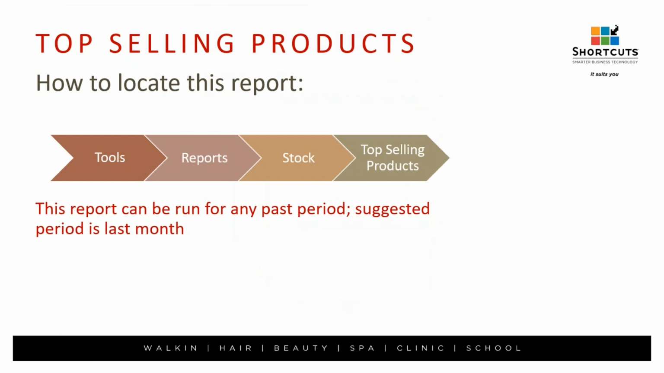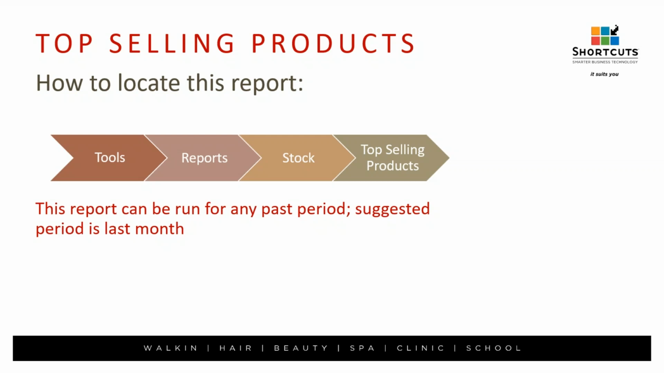So we know how the business does on a day-to-day basis. That's your trading summary. We know how your staff and how your business is going to do based on future appointments. But what about your retail? One of the most important reports is your top selling products. The location of this report is under Tools, Reports, under the stock category.